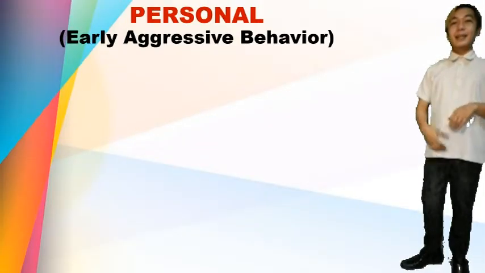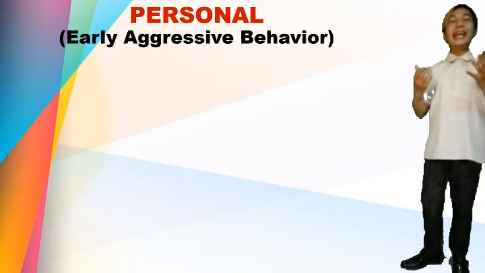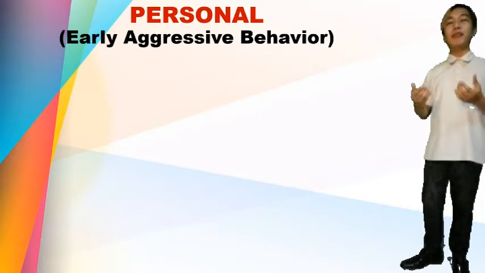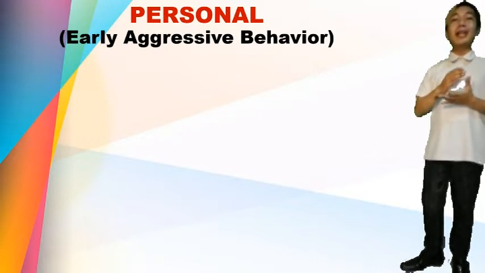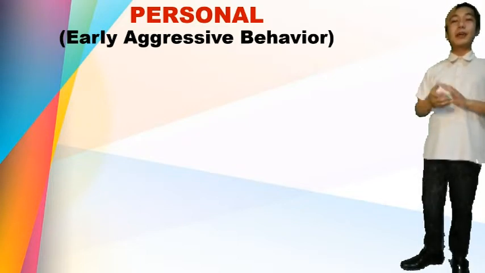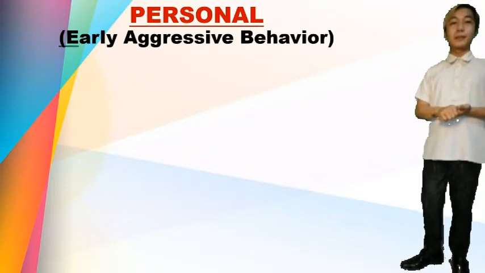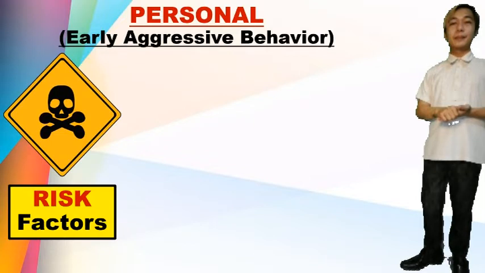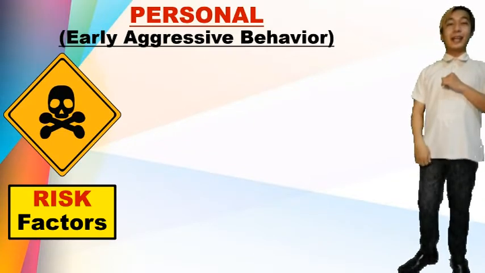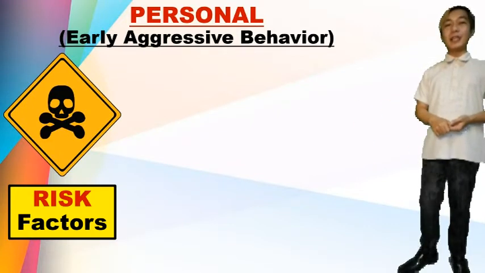Okay, let's start. So the first one is personal, or the early aggressive behavior. How do you think that personal or early aggressive behavior gives a risk factor in the usage and abuse of drugs? So how does it become a risk factor? Okay, your answers are correct. So let us identify how personal became a risk factor.